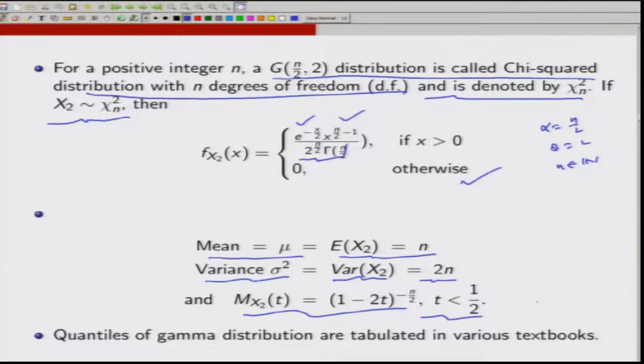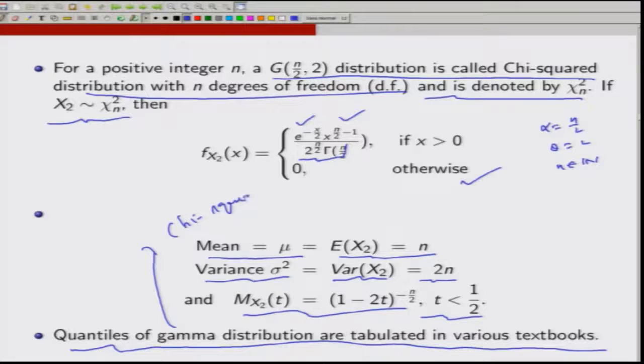Now, this chi-square distribution turns out to be very useful in various statistical inference problems. For that reason, quantiles of gamma distributions are tabulated in various textbooks, especially the chi-square quantiles can be found in almost every elementary book on statistics. So, this is about chi-square. Also, because n is an integer, for n equal to 2, it would be an exponential distribution. Otherwise, its PDF would be again like this for n greater than or equal to 3.